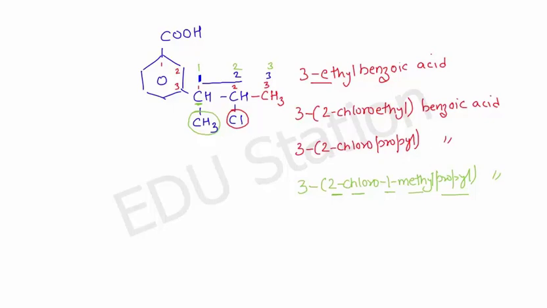So I can keep on changing this. I can put an OH or any other group, but everything is going to come in front because acid is most preferred. So it will remain benzoic acid. Let's take one more example of this kind.